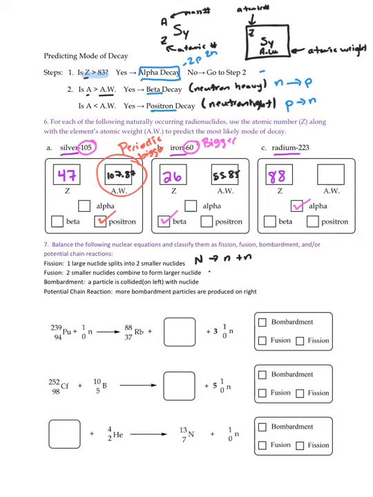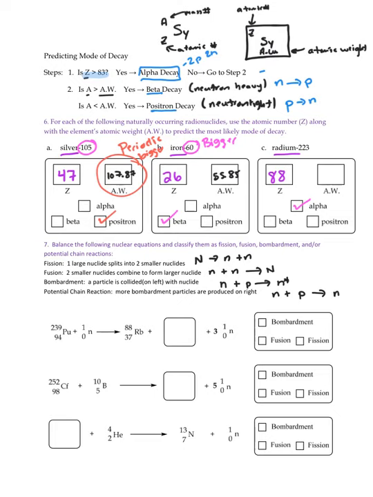Fusion is the opposite of that. It's taking smaller nuclei and building them into a larger nucleus, fusing those two together. Bombardment is any time you have a nucleus that's been hit with a particle to create a new nucleus.